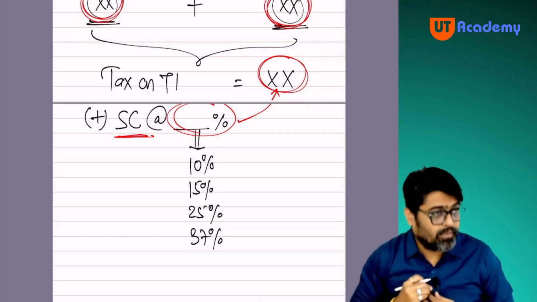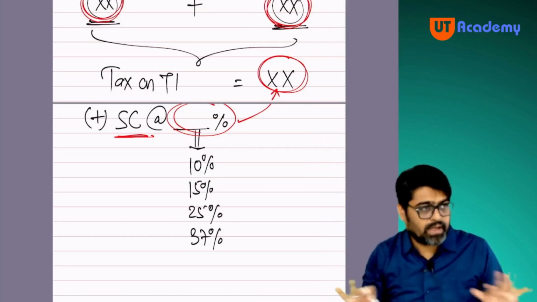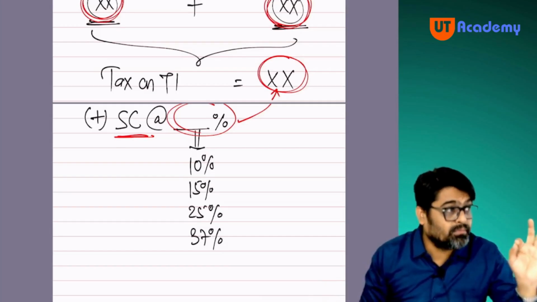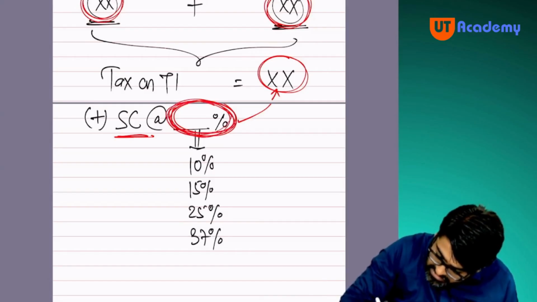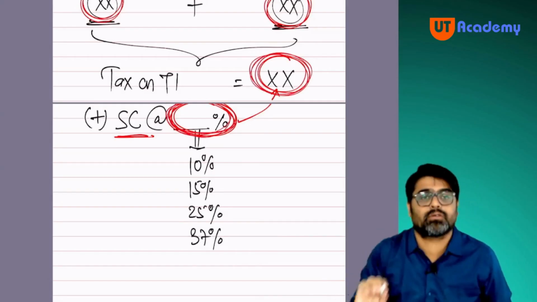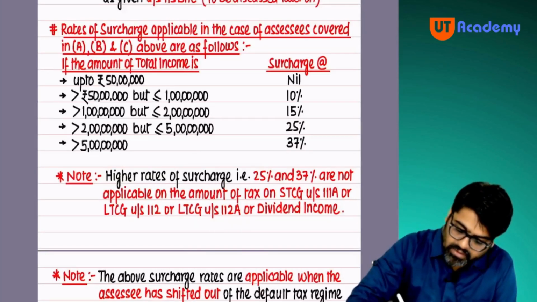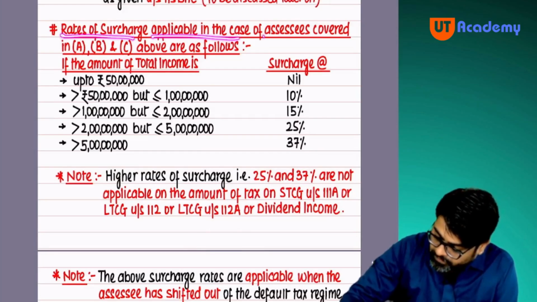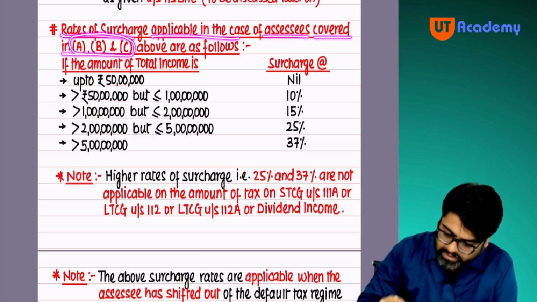Okay. Now tell me one thing. If the total income is more than 5 crores, done? Remembering this rate? Please don't make a mistake. Always apply the surcharge rate on the amount of tax. Understood? See, this is exactly the same thing which I have written over here: rates of surcharge applicable in the case of assessees covered in A, B, C.